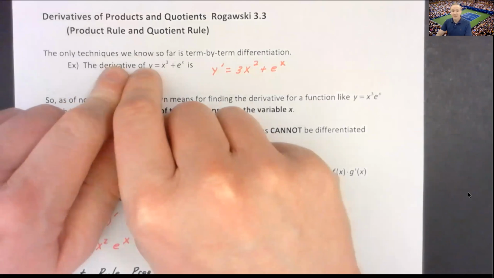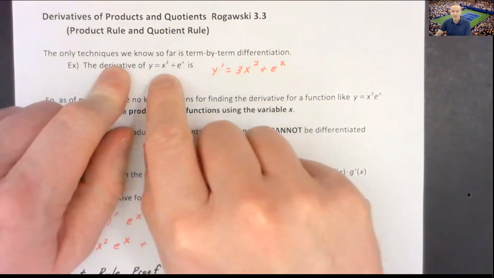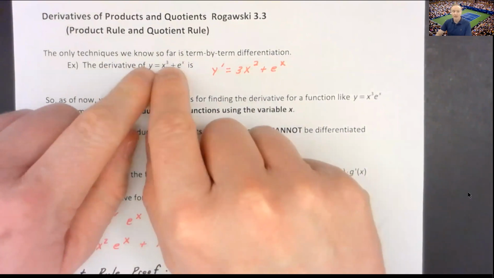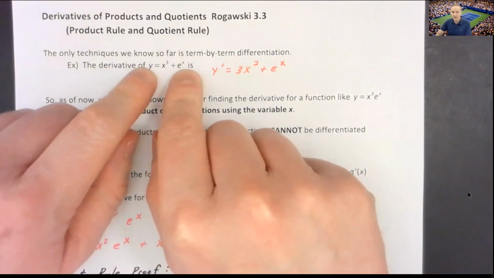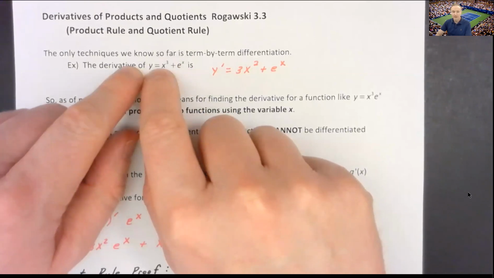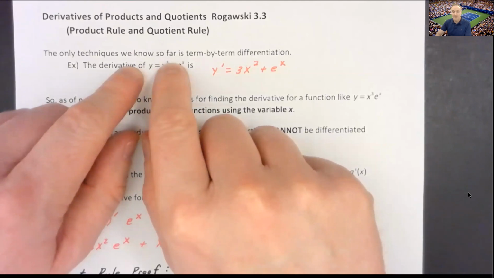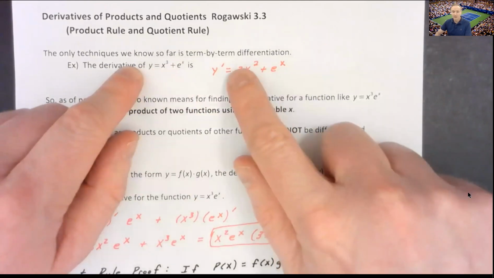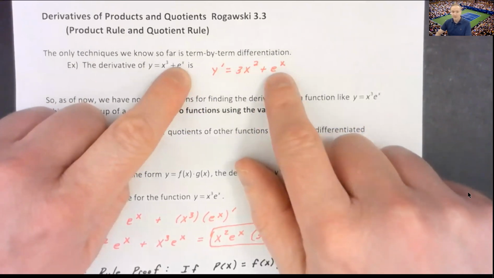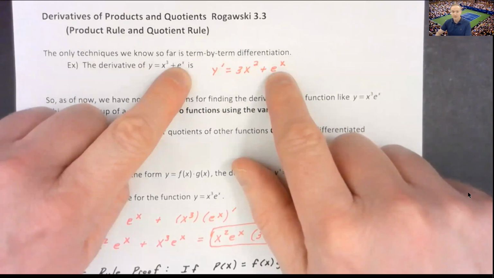So if I said, based upon what we know from section 3.2, and I ask you to take the derivative of y equals x cubed plus e to the x, you'd say no problem. The first one is a power function, so I take its derivative by bringing the power down in front, decreasing the exponent by 1, to 3x squared. And then, of course, as I mentioned earlier, the derivative of any exponential function is that exponential function.